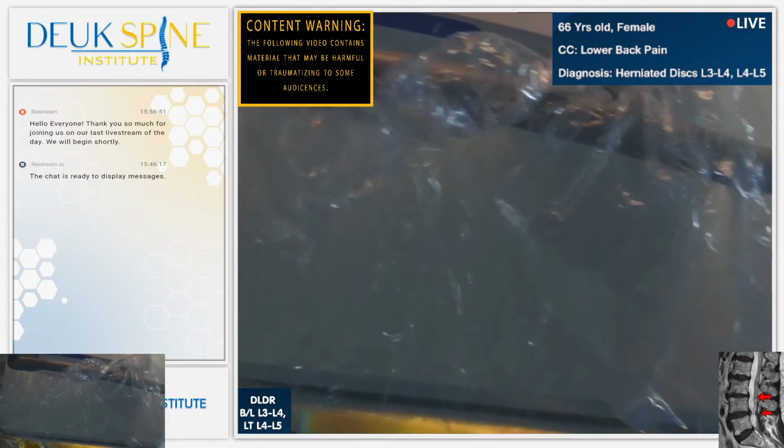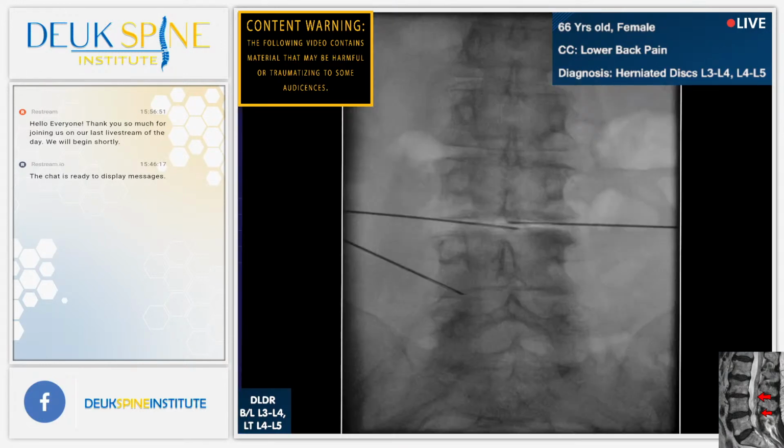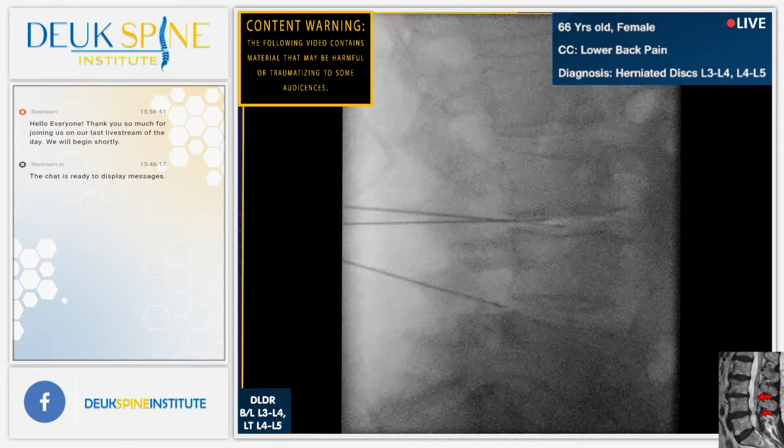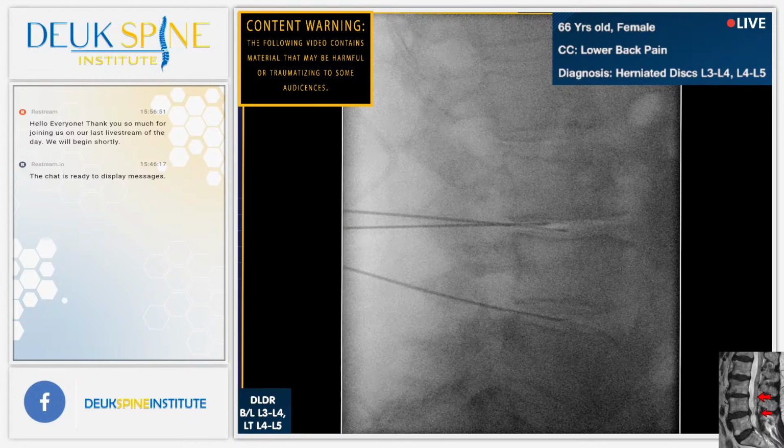All right, welcome back. And now you can see why herniated discs cause so much pain. Yep, lateral view. It's simply because herniated discs cause inflammation. Are we awake? Because we're ready for her to be awake. All right. We're fixing 2 discs today. L3-4, L4-5.